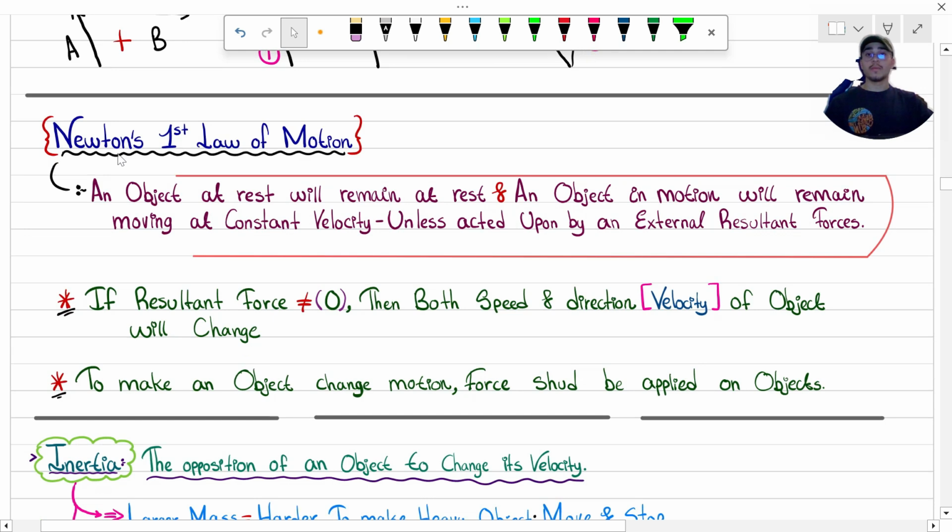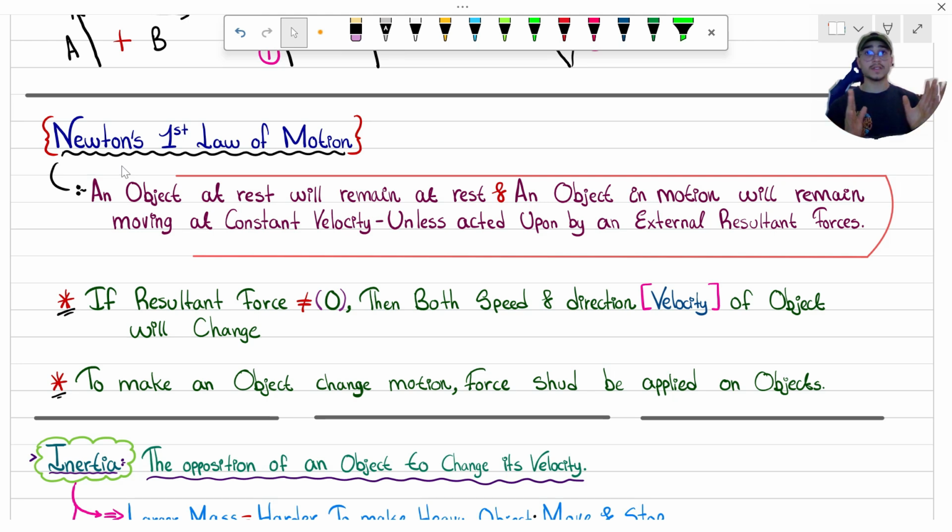Newton's first law of motion. Newton's first law of motion states that an object at rest will remain at rest and an object in motion will continue moving at a constant velocity unless acted upon by an external resultant force. So if an object is at rest, it's going to stay at rest. If an object is moving, it's going to keep moving unless a resultant force acts upon it.